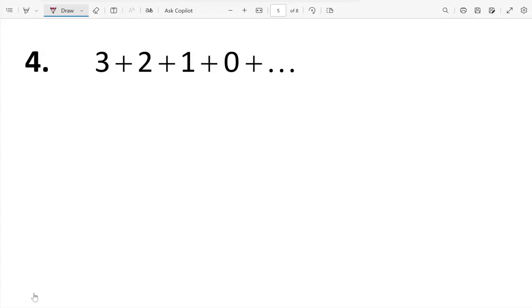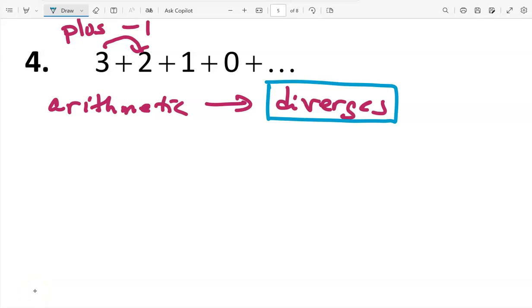The series in number 4 is an arithmetic series, since any term can be found by adding negative 1 to the previous term. An arithmetic series will always diverge, so we'll just conclude that it diverges, and since it has no finite sum, we will not attempt to find the sum.